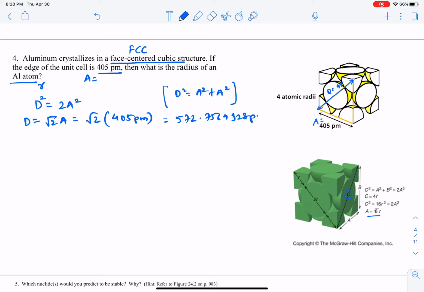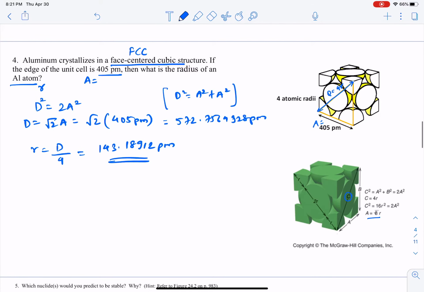572.756498 picometers. And once you get that, you know that D is equal to 4R. So R is equal to D by 4, and what you get is 143.18912 picometers. So yeah, that's the way we do it. If you understand the relationship between the lengths, you will get it easily.